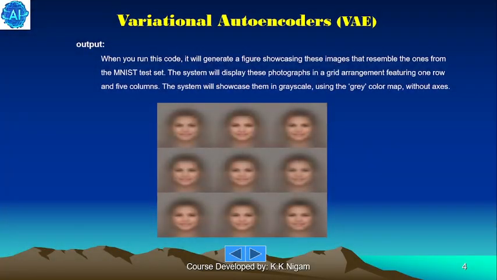The output can be like this. When you run this code, it will generate a figure showing images that resemble the ones from the MNIST test set. The system will display these photographs in a grid arrangement featuring 1 row and 5 columns. The system will showcase them in grayscale using the gray color map, without axis text.